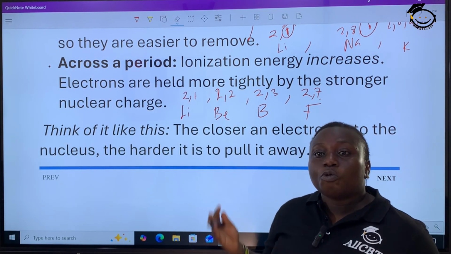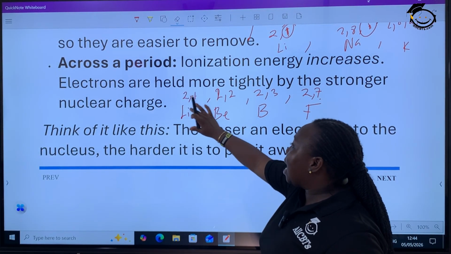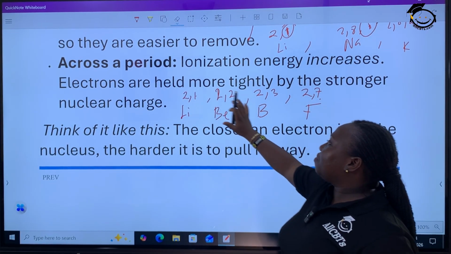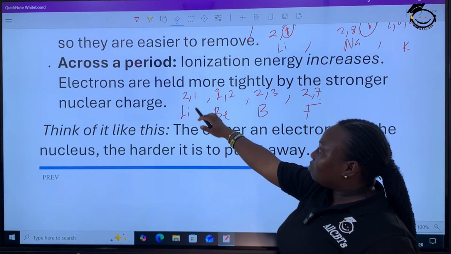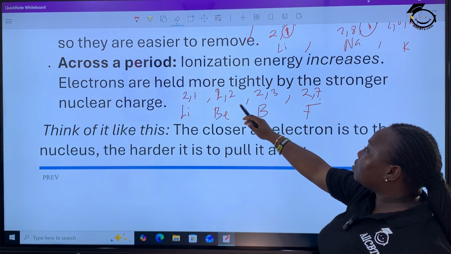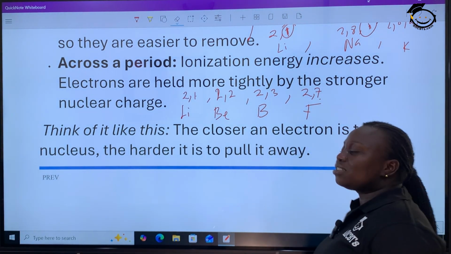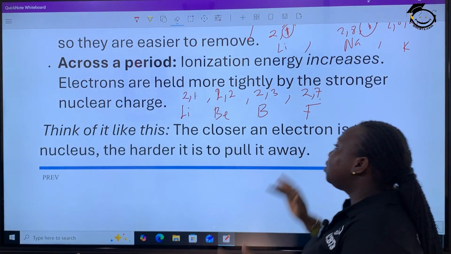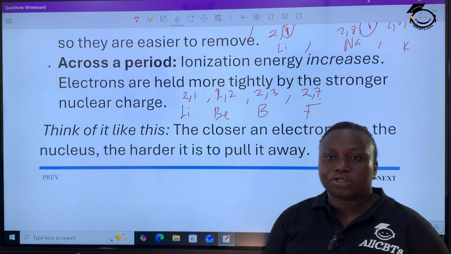Why? Just only 1. Because of that, as we are going across the period, we are seeing that this electron affinity is decreasing. Why? Because this Li needs 7, this one needs 6, this one needs 5, this one needs just 1. So it is decreasing. That is why we can say that electron affinity will decrease across the period and it will increase down the group.